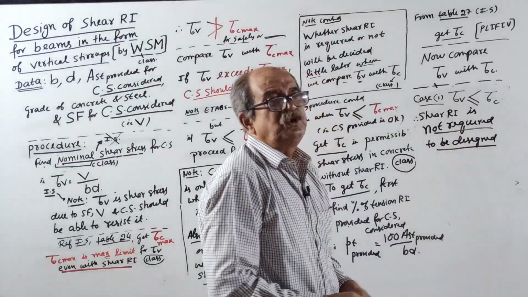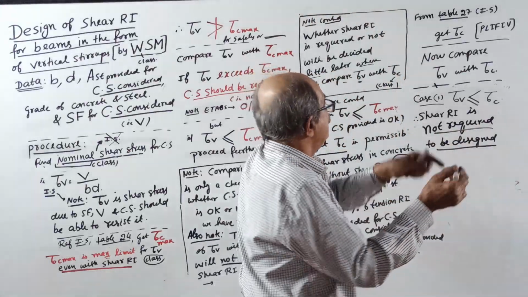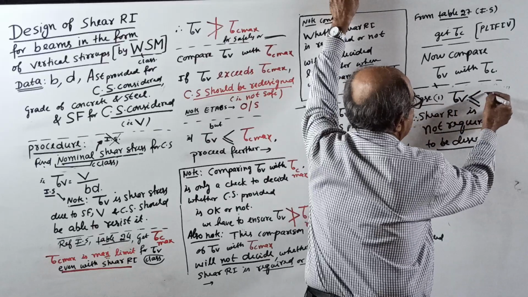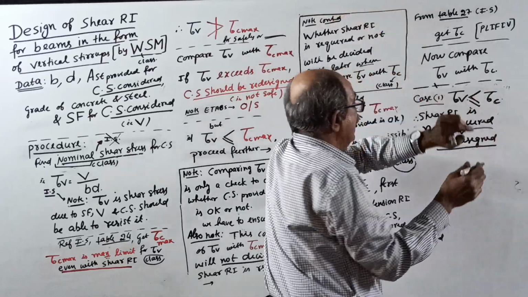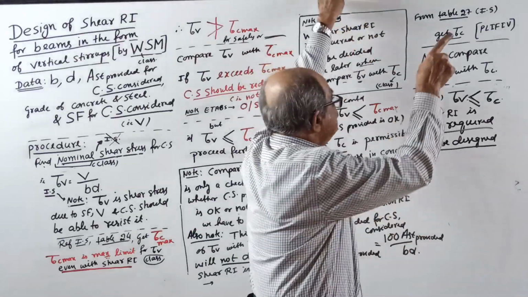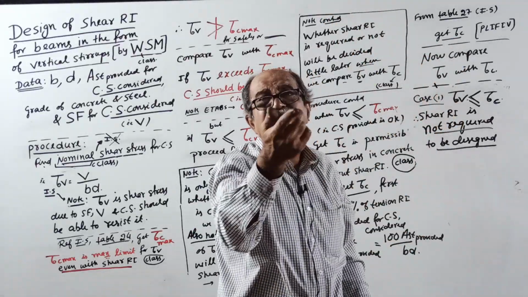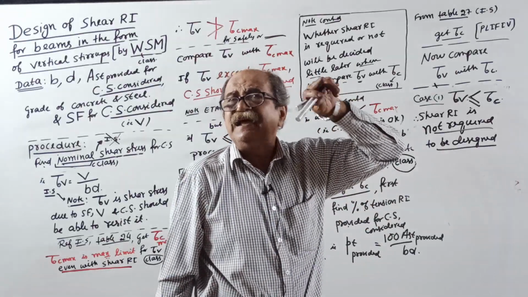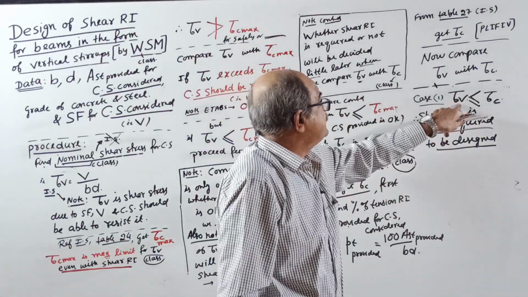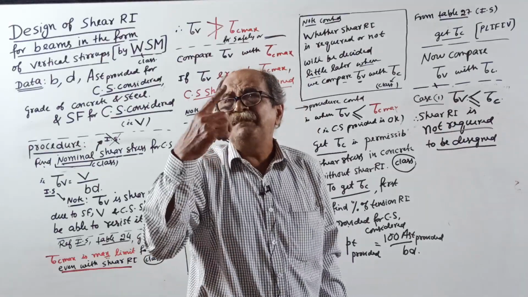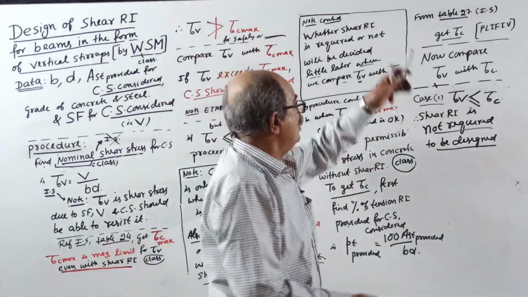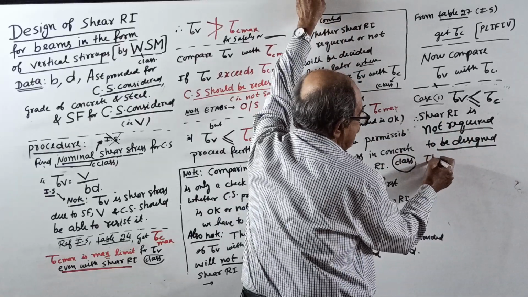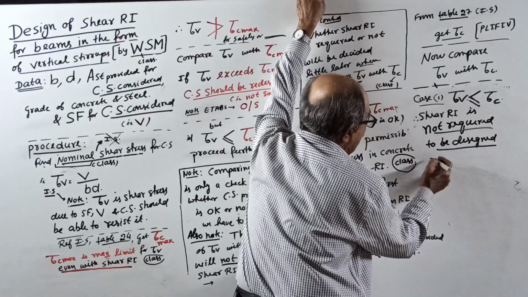Now talk, see, tau v less than or equal to tau c. Go to the logic. The shear stress to be resisted is less than how much concrete alone can resist. How much stress comes here? Concrete capacity is more than that one. So shear reinforcement is not required to be designed. Then, required design.